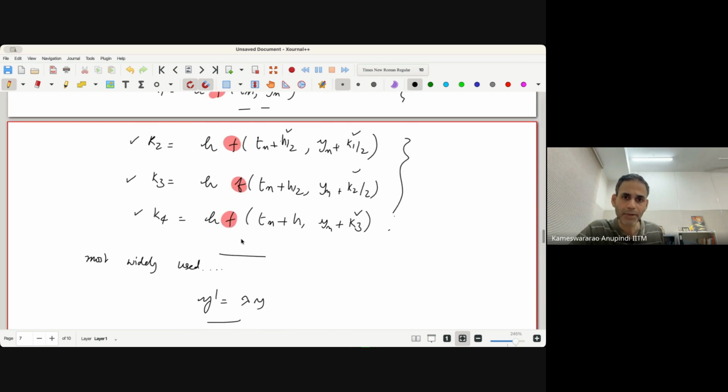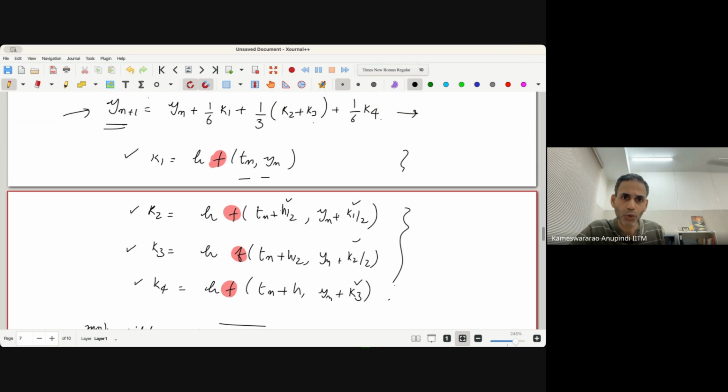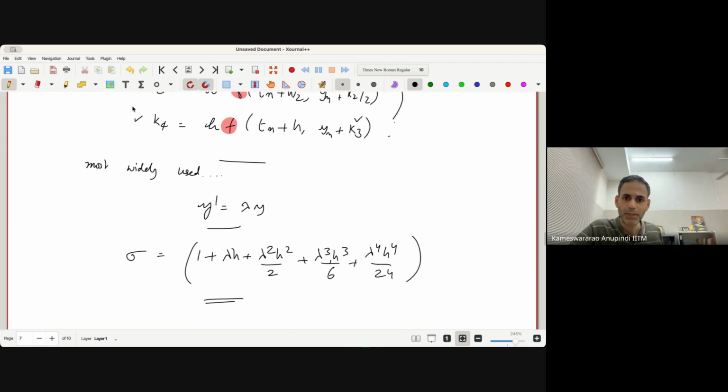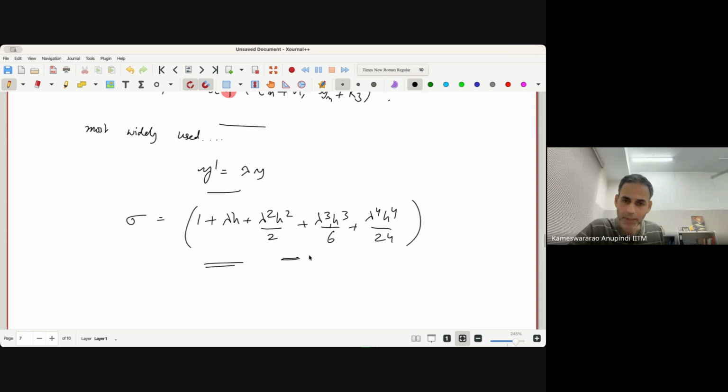If you substitute for lambda y into each of these things and then collate everything and write it as yn plus 1 equals some sigma times yn, okay, then that is the sigma you're going to get. Fine. So that means this is now going to determine the stability properties.